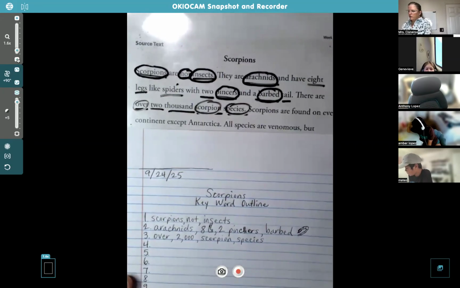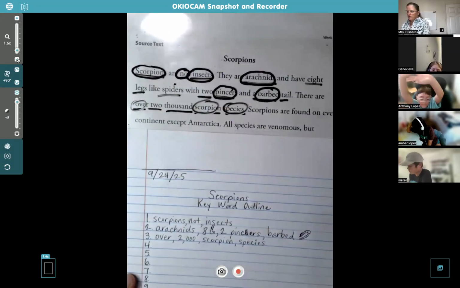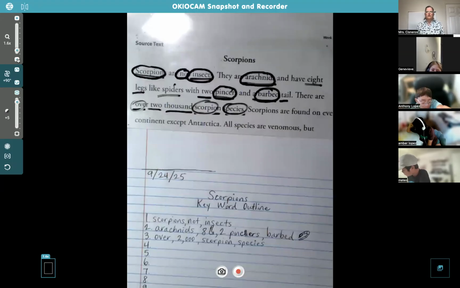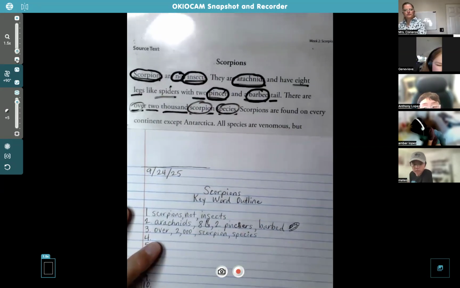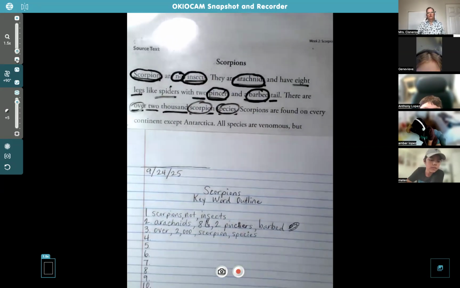And then Mateo, when you're ready, you can do the next sentence. It starts with scorpions are found. So let's talk about the keywords first, and then we'll figure out what to put in the outline here when you're ready. Yeah, just give me 1 second. I'm just reading the last word. Okay, yeah, go ahead. I'll wait for you.